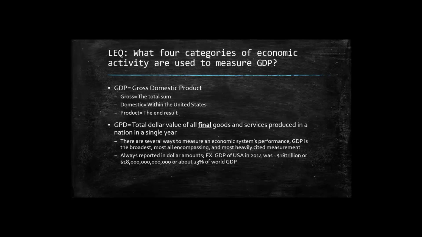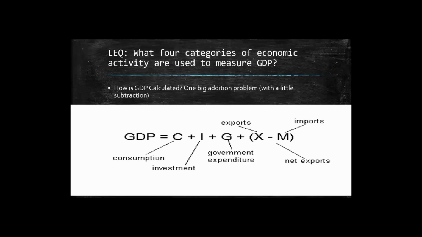Now, in last night's video, I introduced the idea of GDP to you. It stands for Gross Domestic Product, and it represents the total value of all final goods and services produced in a nation in a single year. In last night's video, I simply gave you the formula. I did not spend any time explaining it. Well, in tonight's video, we are going to be explaining what all of these letters mean. Consumption, investment, government spending, exports, and imports.